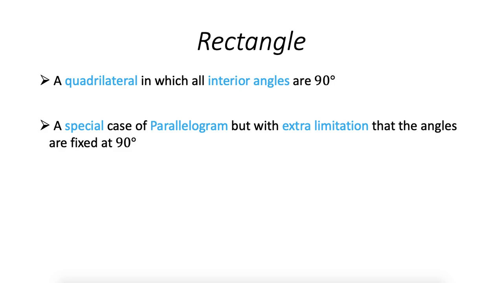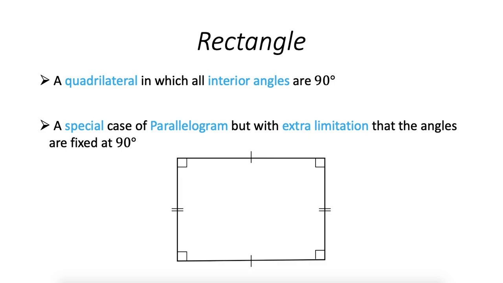degrees. As in the parallelogram, all angles are not equal. The opposite angles are only equal. But if I restrict the case so that all of the angles are equal and 90 degrees, and rest all of the properties are same as of the parallelogram, then that will become a rectangle. Just in this case, rest all of the properties are same as that of a parallelogram, but with one limitation that all of the angles are 90 degrees.